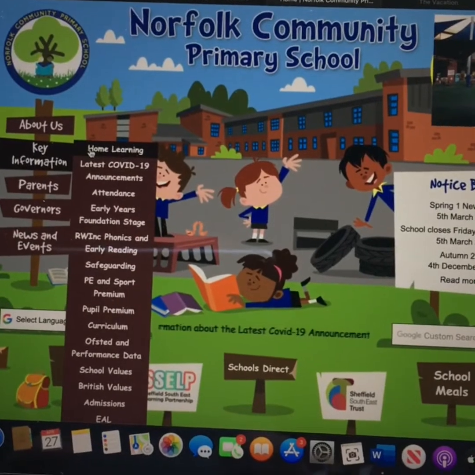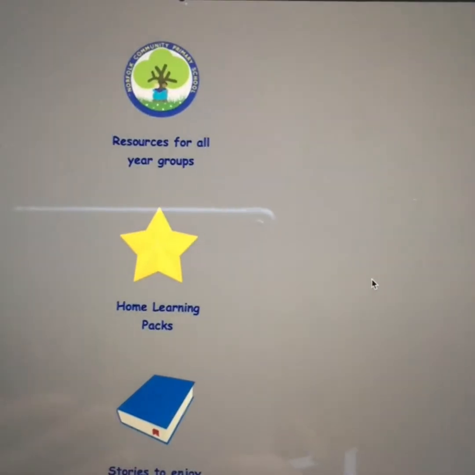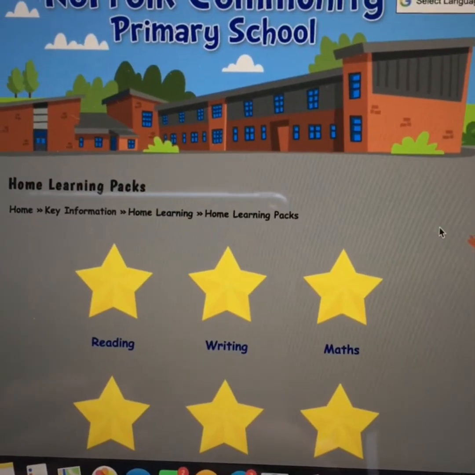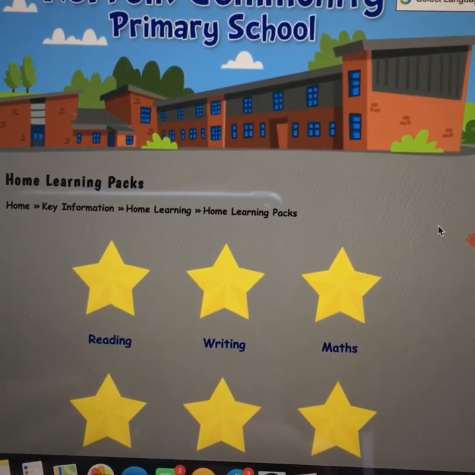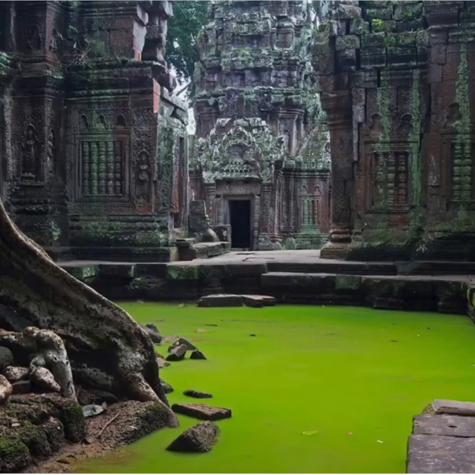So we're going to have a look at one of the writing activities that is inside your writing pack. If you head over to the school website, choose Key Information and Home Learning. Within that section you can choose Home Learning Packs, and the activity we're looking at today comes in the writing pack. This is a task aimed at Key Stage 2. This task is called the Hidden Temple.